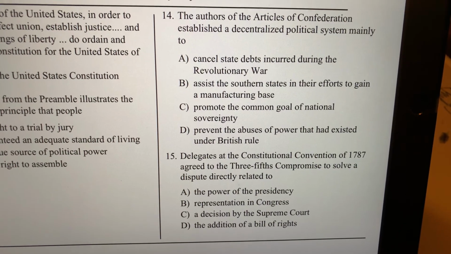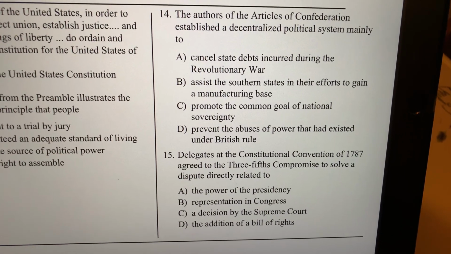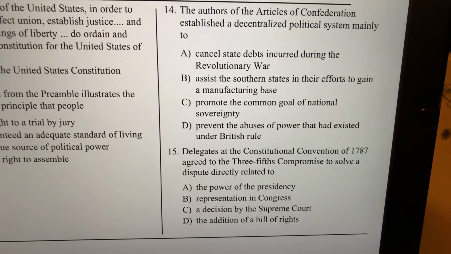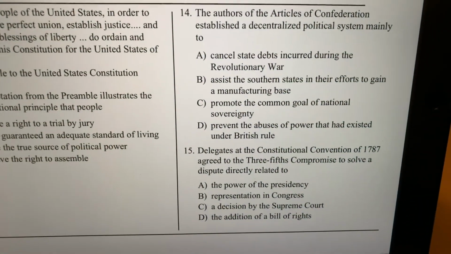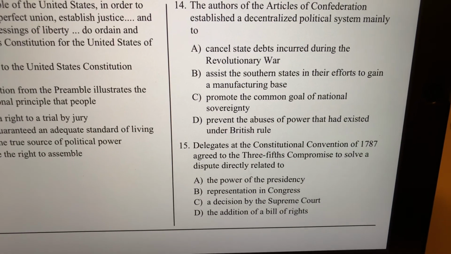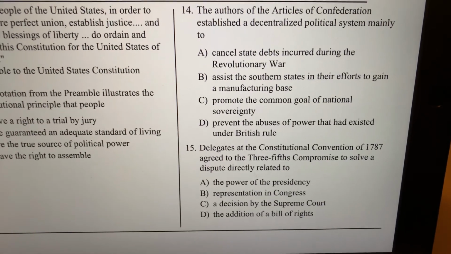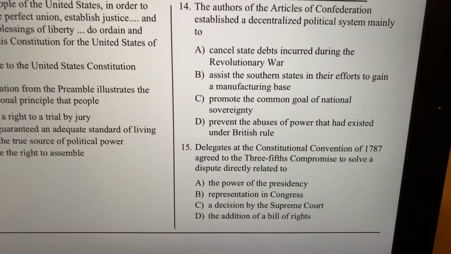Number 15. Delegates at the Constitutional Convention of 1787 agreed to the Three-Fifths Compromise to solve a dispute directly related to A. the power of the presidency, B. representation in Congress, C. a decision by the Supreme Court, or D. the addition of a Bill of Rights.